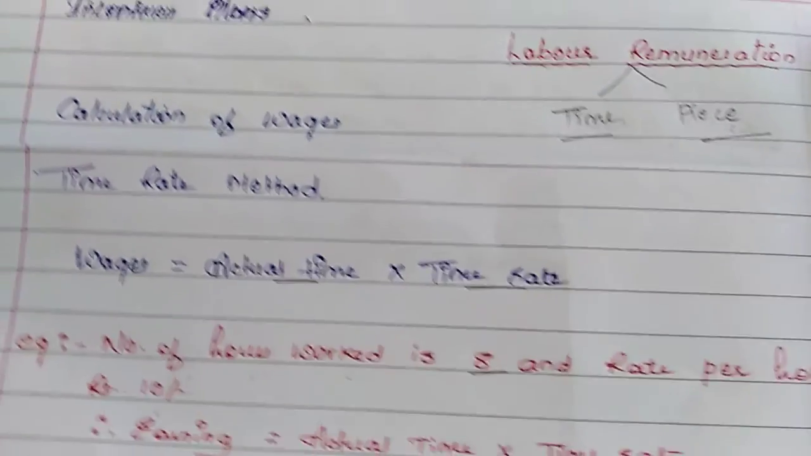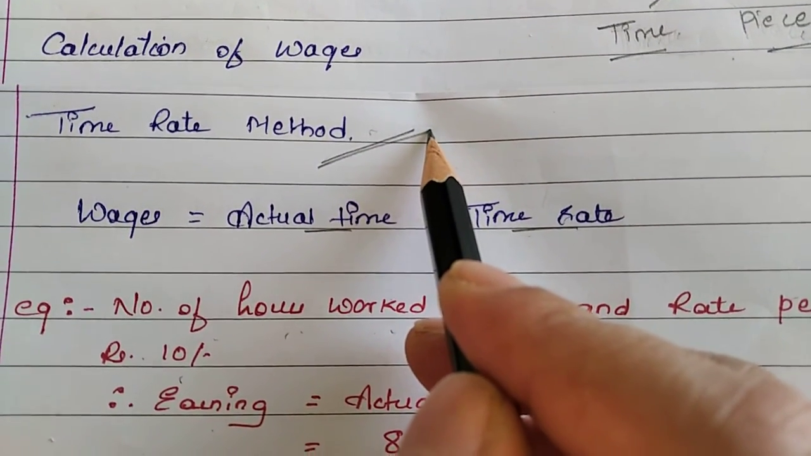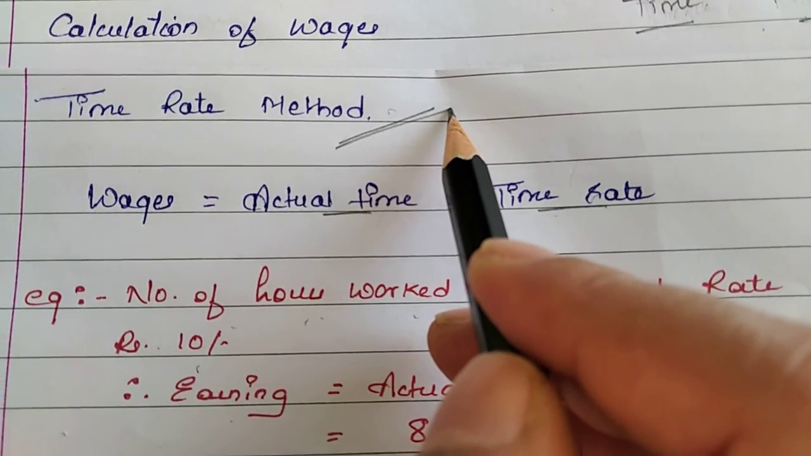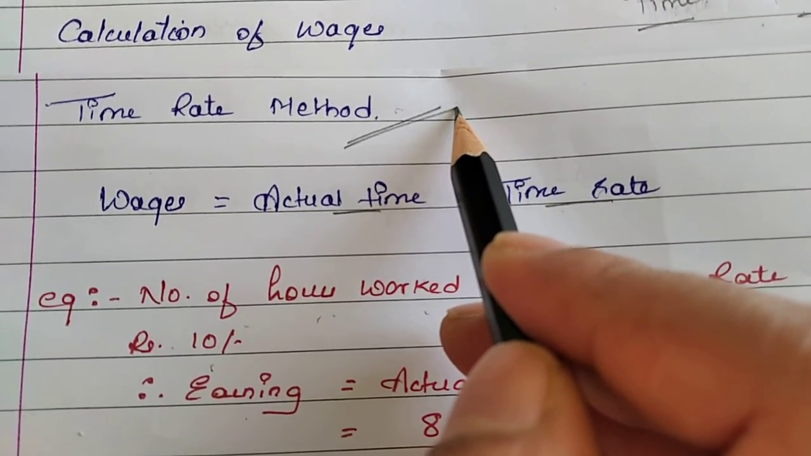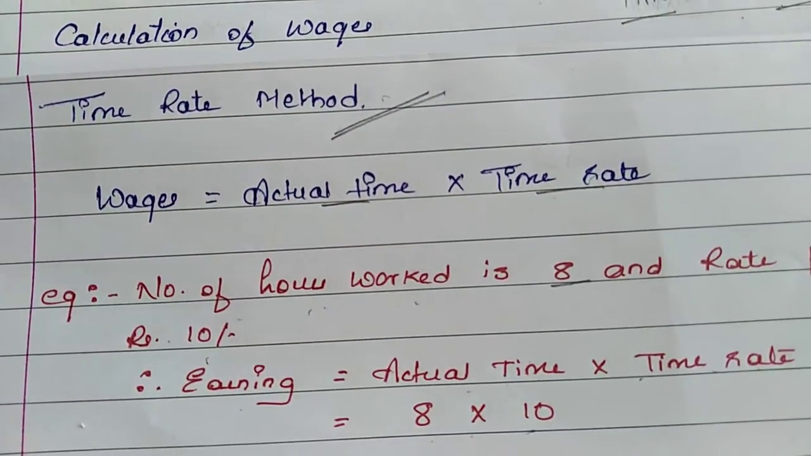So in the time rate method, there are certain incentive schemes offered by the organization to motivate and encourage workers for their efficiency. We will try to understand the different incentive plans that are used under the time rate method.